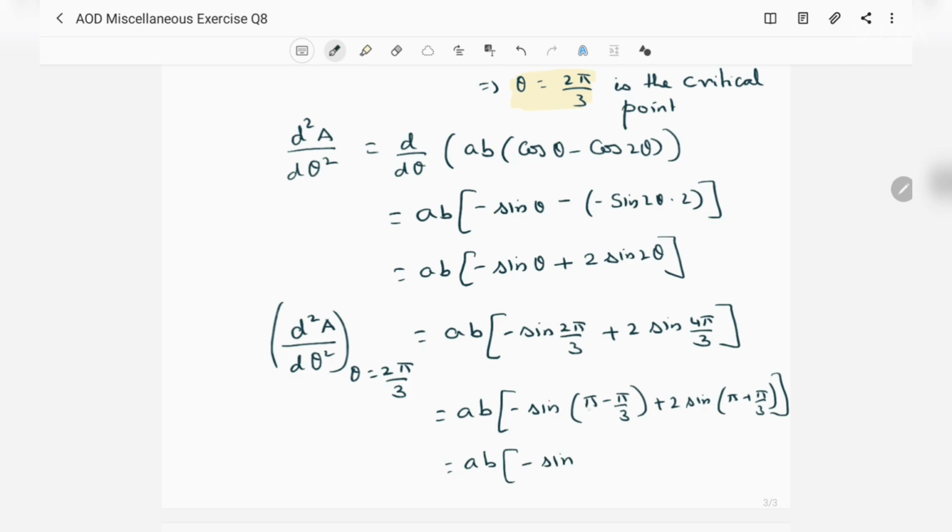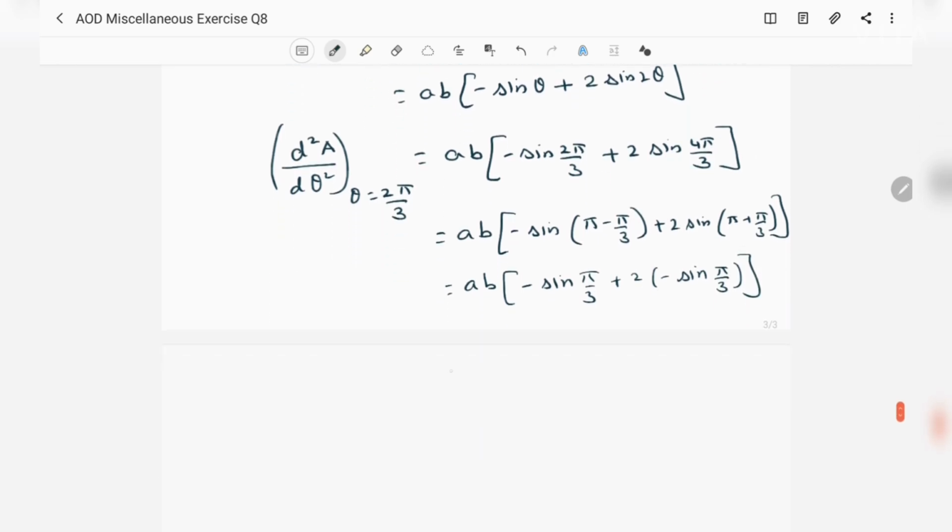Which is equal to AB times minus sin of 180 minus alpha is sin alpha, so it's a second quadrant angle, so we get minus sin pi by 3, and this will be 2 into sin of 180 plus alpha is minus sin alpha, so we get minus sin pi by 3. Which in turn is equal to AB times minus sin pi by 3 minus 2 sin pi by 3. So minus of sin 60 is root 3 by 2, minus 2 times sin 60 is again root 3 by 2, which is a negative quantity.